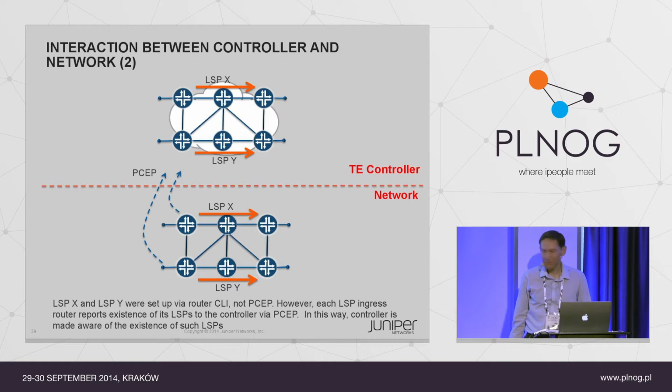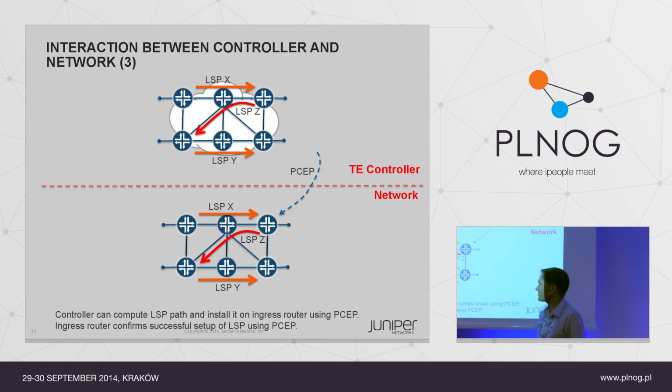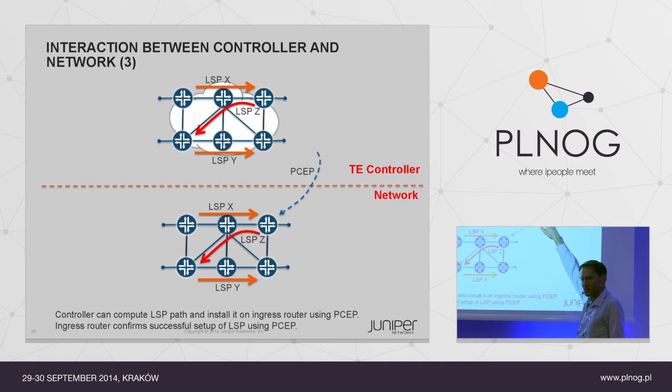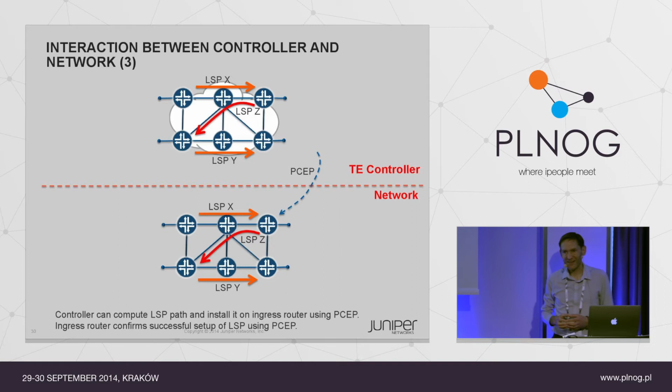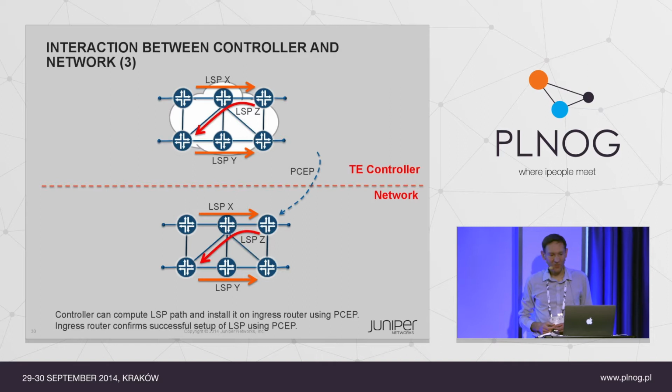And then finally, if the controller wants to set up an LSP completely from scratch, LSP Z by way of example, it does the path computation, decides what path it will follow through the network, bearing in mind the topology and available bandwidth and so on, and then it pushes that into the ingress router of that LSP Z using PCEP. And so it's using PCEP as a control protocol, telling the ingress router to set up that LSP. So that's how we use these two protocols, PCEP and BGP-LS, in a standards-based way to achieve this visibility and control of the network.